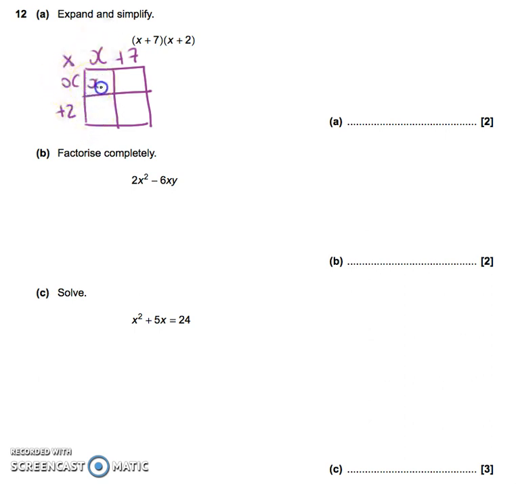So x times x gives you x squared, x times 7 gives you positive 7x, x times 2 is plus 2x, and 2 times 7 is 14. Now you collect all that together, you've got x squared plus 7x plus 2x plus 14. Everything's positive, nothing's difficult. You've got x squared, 7 plus 2 is 9, so plus 9x, and then plus 14.